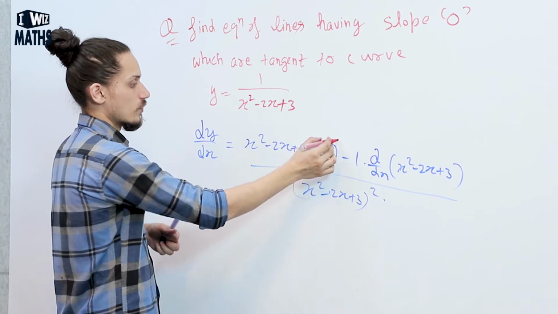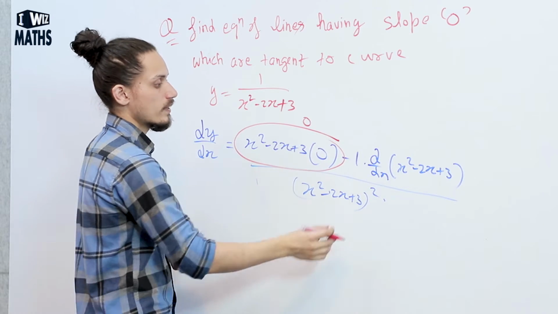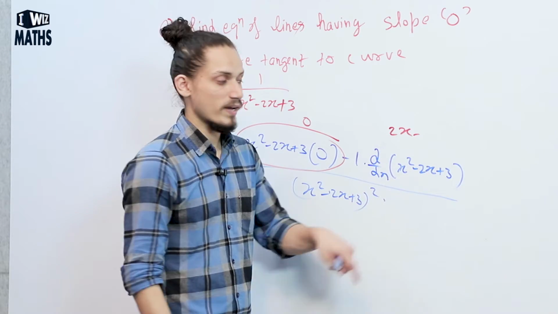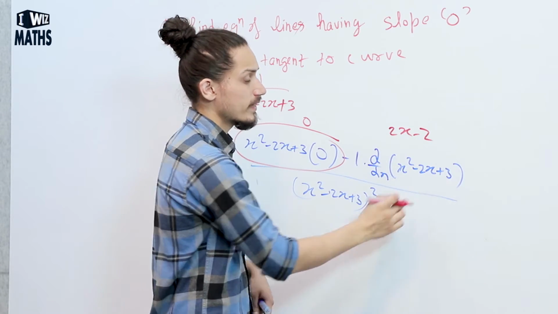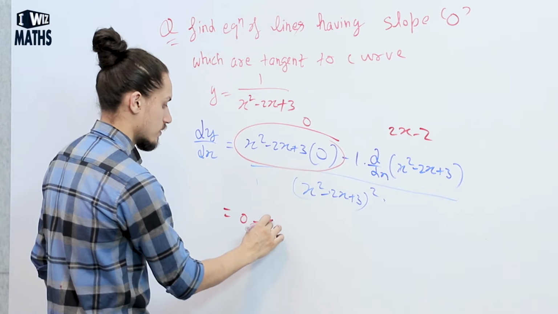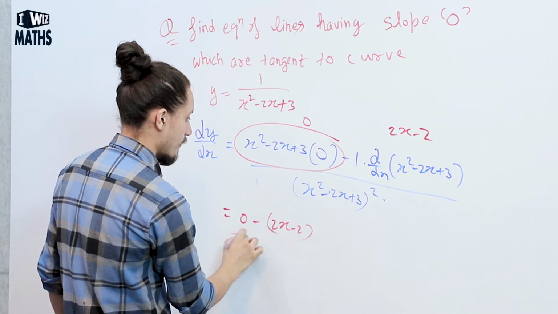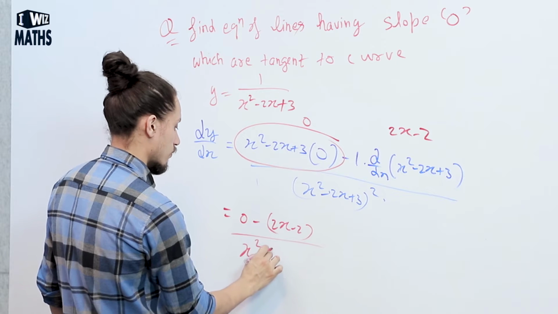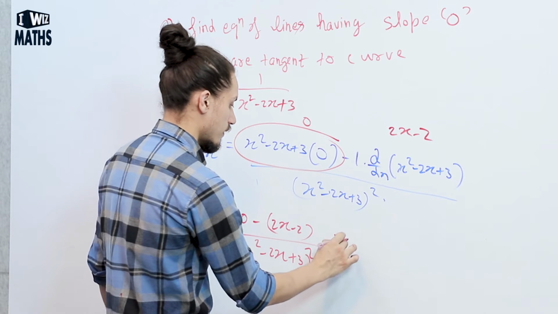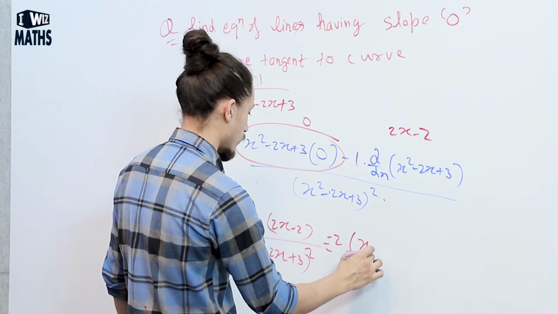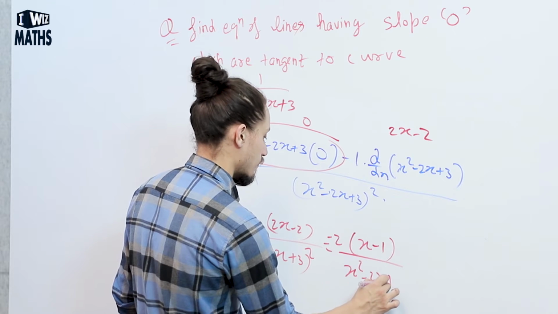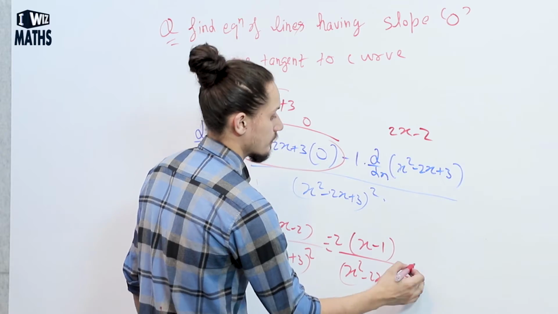Now this whole function is equal to 0. Here derivative of x square is equal to 2x minus derivative of 2x is equal to 2 and derivative of 3 is equal to 0. So this factor is 0, we get 0 minus 2x minus 2 divided by x square minus 2x plus 3 whole square, which is equal to 2 into x minus 2 into x minus 1 divided by x square minus 2x plus 3 whole square.